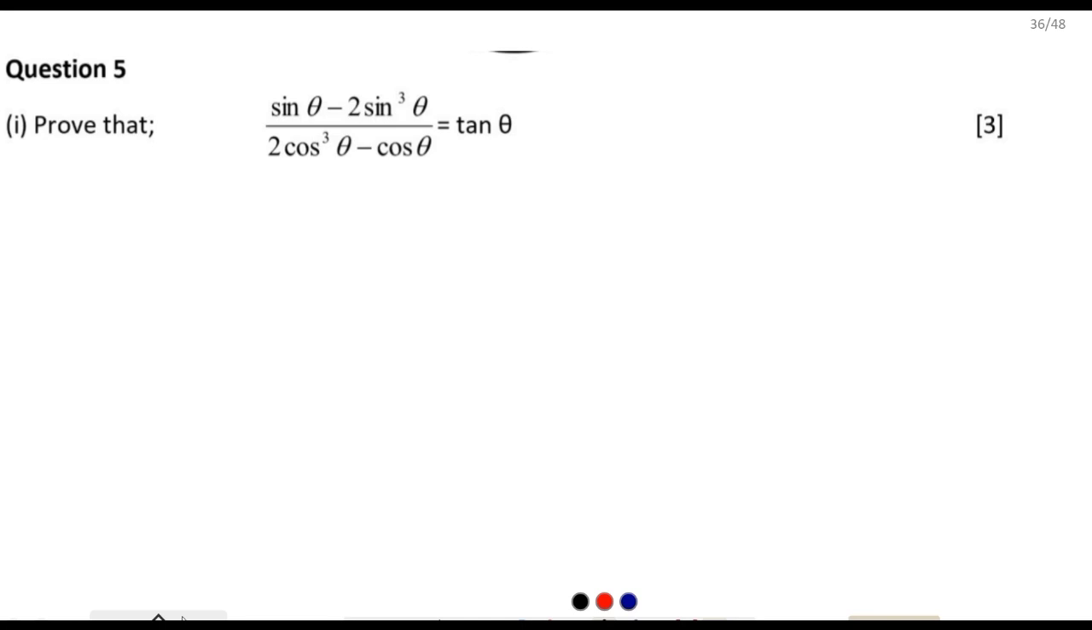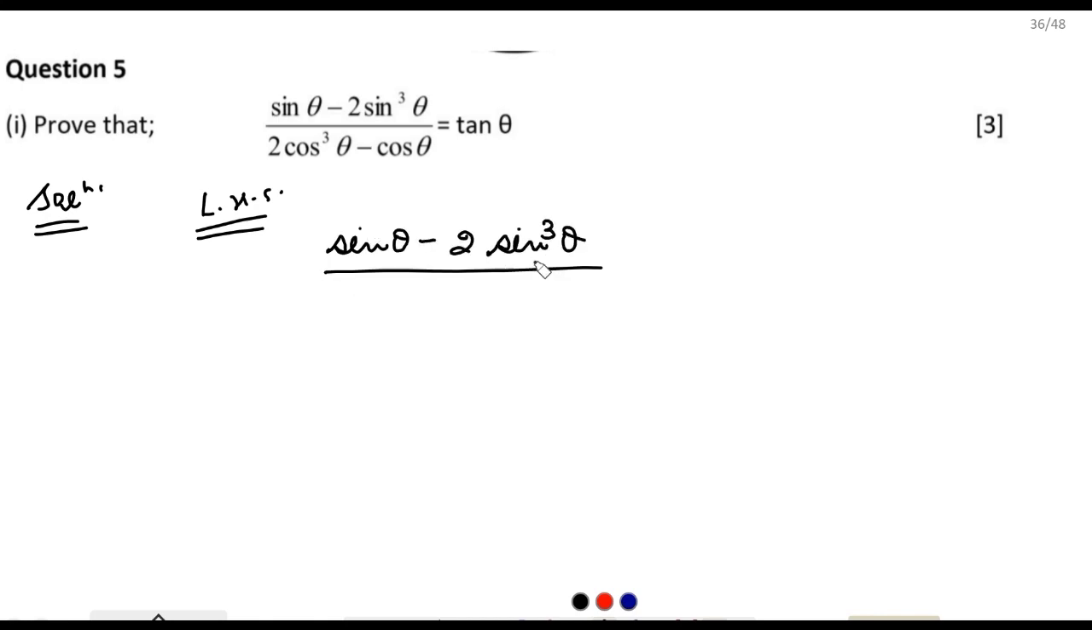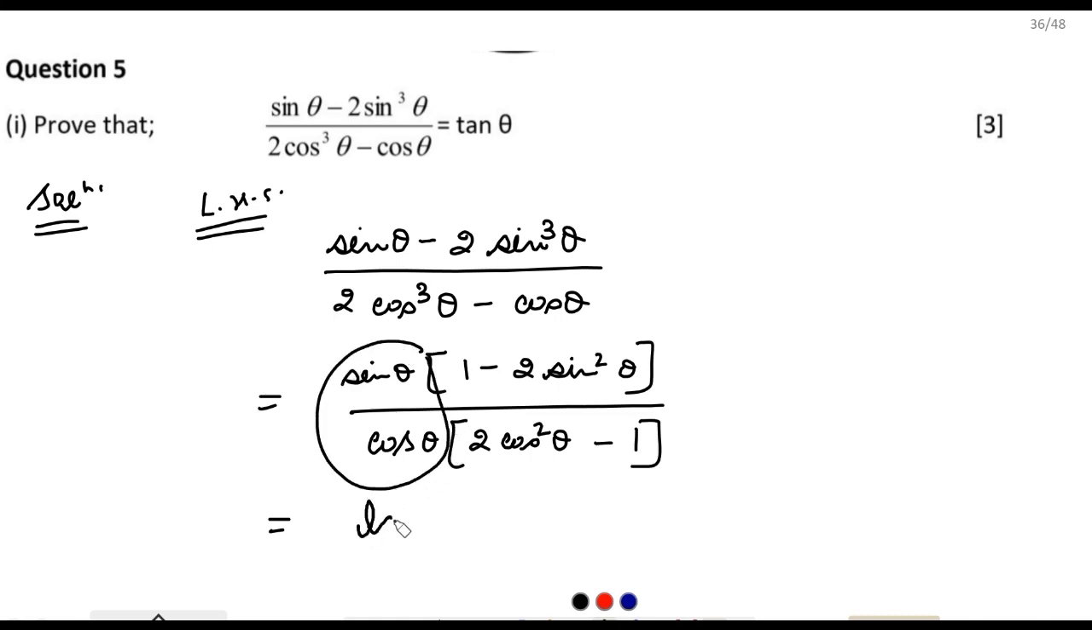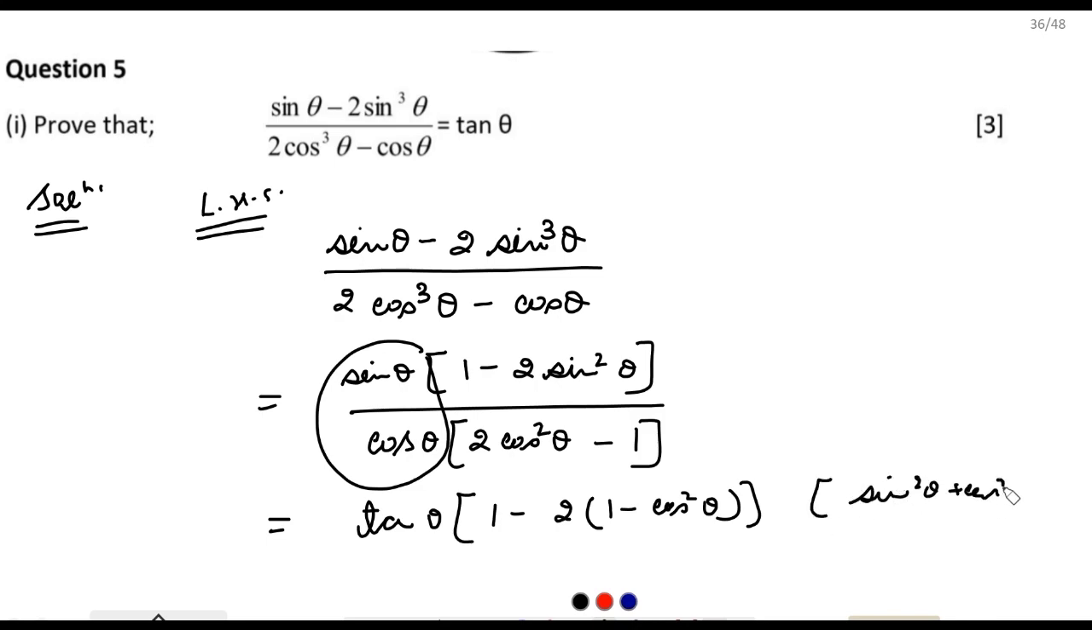Question number 5, part 1. It is from trigonometrical identities. We are considering left hand side. And in denominator cos theta is common. This is tan theta. We can write sin square theta as 1 minus cos square theta, since sin square theta plus cos square theta is 1.